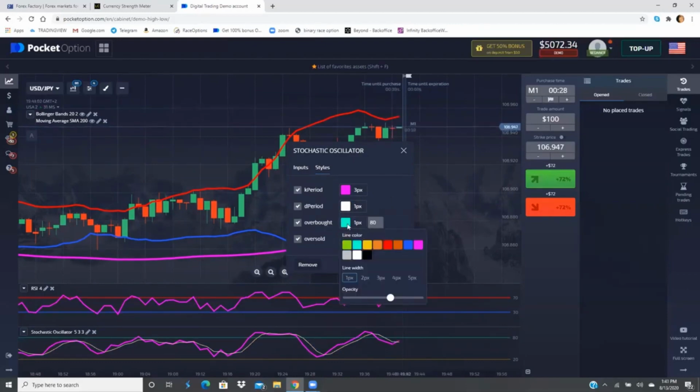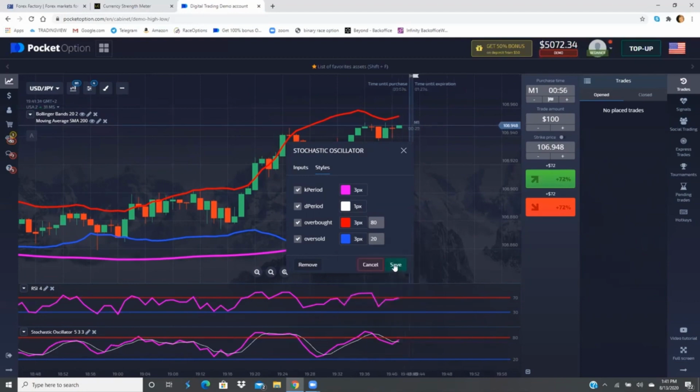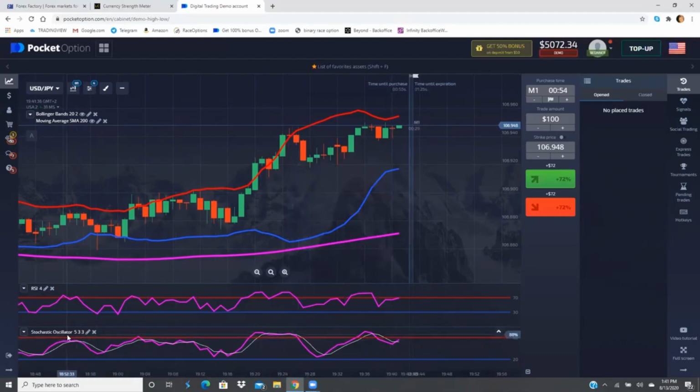Overbought is going to be red, and I'm going to make it thicker. You see how this top line changed to red down here? Then I'm going to make this bottom line blue. That's oversold. When the market is oversold, we want it to come back up for a buy. I'm going to make that blue and change the line to thicker, which is 3. All right, I'm going to save it. Now you see the last one looks a lot different.